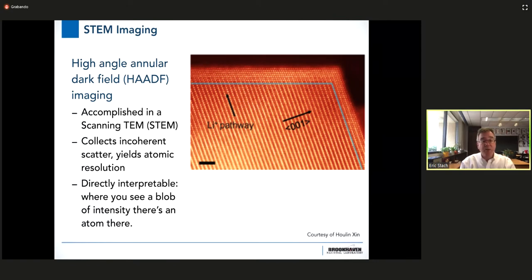It's important to note that you have a very directly interpretable image. Wherever you see that blob of intensity is where the atoms are, and it makes it very easy to go through and work out the atomic scale structure. Okay?